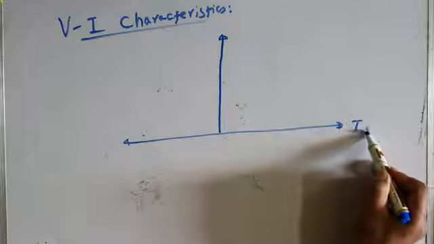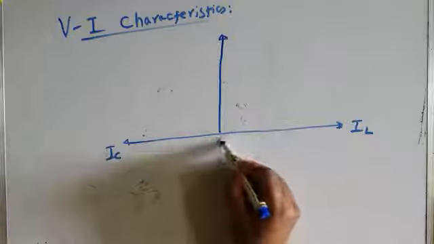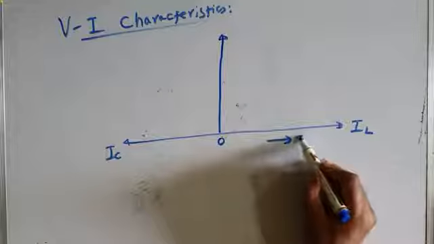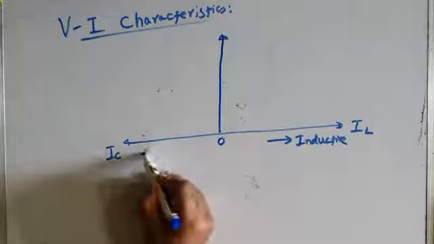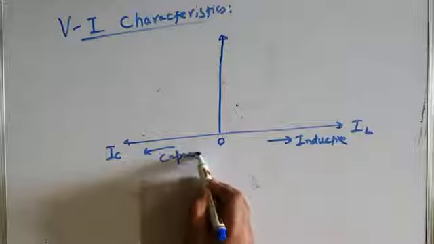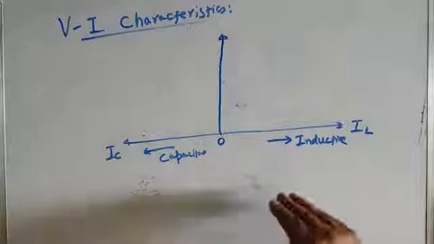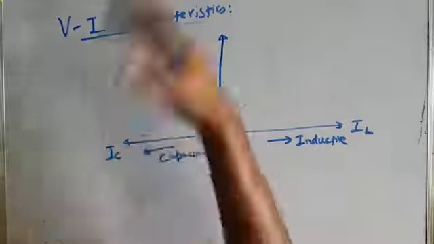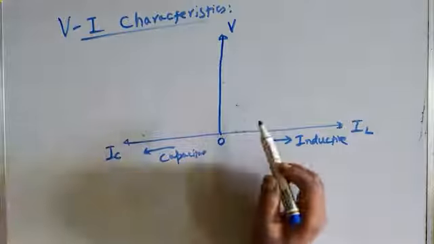This is inductive current IL and this is capacitive current IC. Here in this region the Statcom acts as an inductor, so this shows inductive operation, and here it shows capacitive mode of operation. In this region the Statcom absorbs the reactive power from the AC bus, and in this region it supplies reactive power to the AC bus, and this is the AC bus voltage.